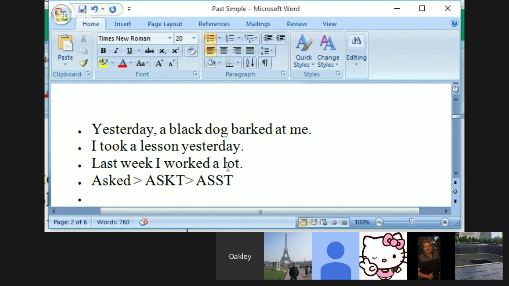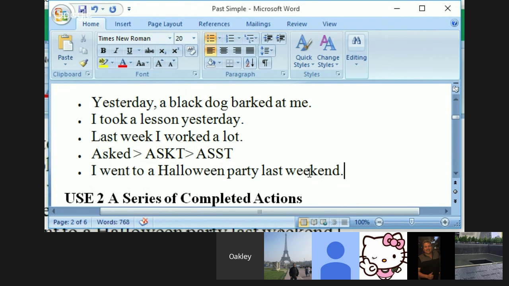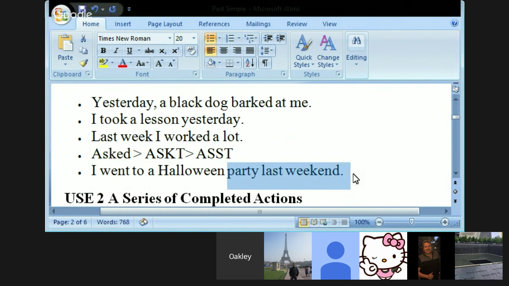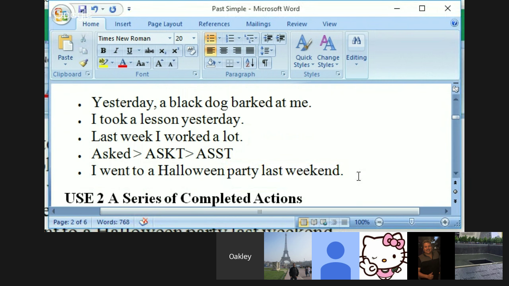Angelina, can you give me just a simple example of a finished action in the past? I went to a Halloween party last weekend. Did you? How was it? It was nice. It was fun. I saw a lot of people wearing fun and cool costumes. Cool. All right. Very good. Last weekend is over. It's Tuesday. So this is a great example. It's obviously a finished action.